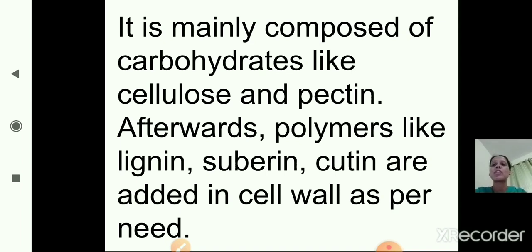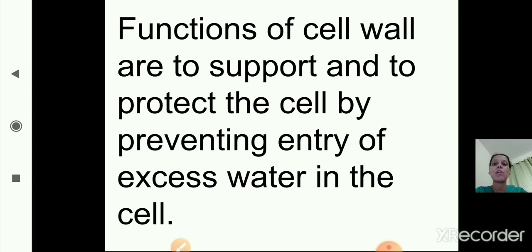Now we will see the functions also. Which are the functions of cell wall? Functions of cell wall are to support and to protect the cell by preventing entry of excess of water in the cell. Cell wall is present in plant cell but it is absent in animal cell.